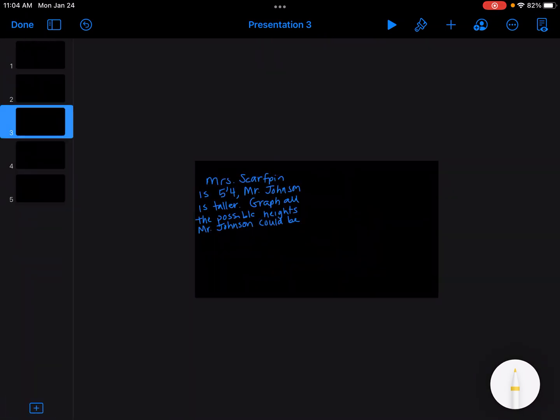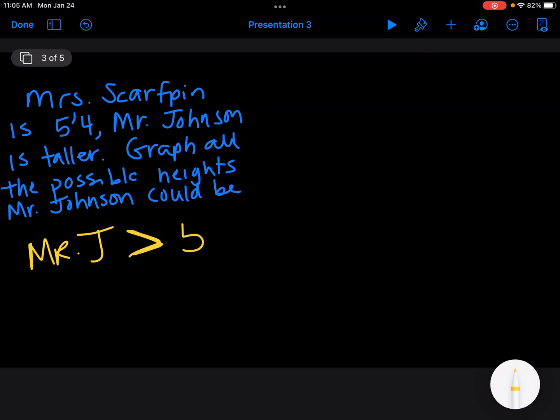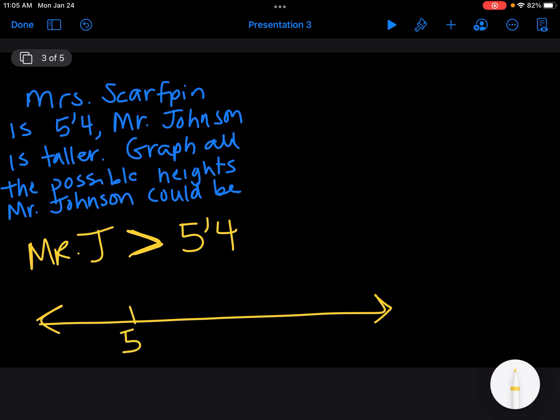Let's look at some word problems. Mrs. Scarfpin is 5'4". Mr. Johnson is taller. Graph all the possible heights Mr. Johnson could be. Well, I know that Mrs. Scarfpin is 5'4". So Mr. J is going to be greater than 5'4", right? If I was graphing it, I know I have 5'4", and I know he's taller than me.